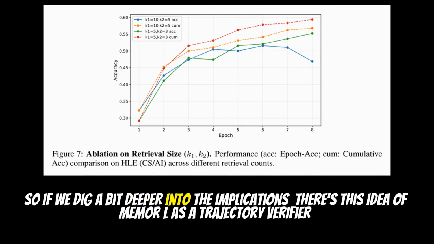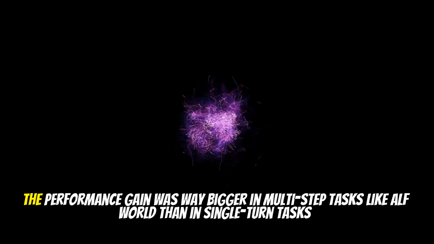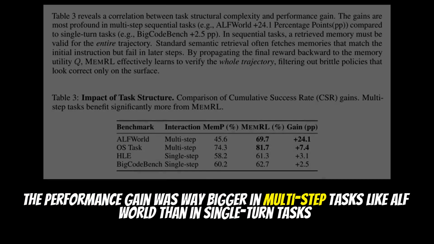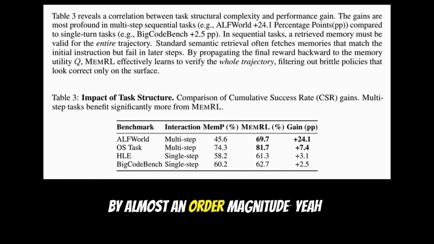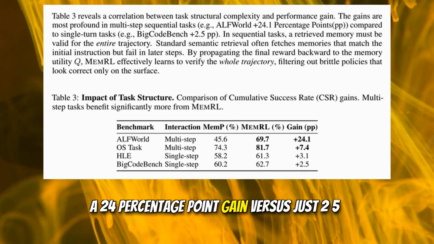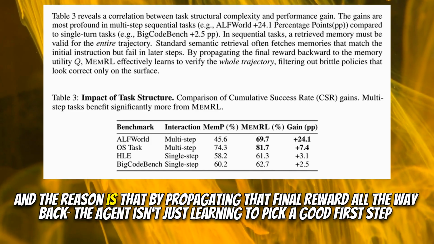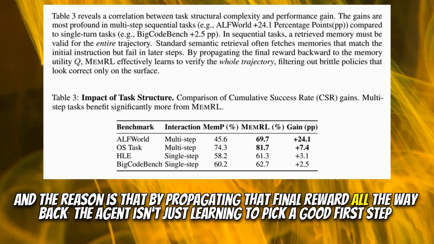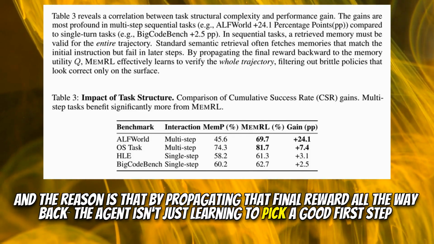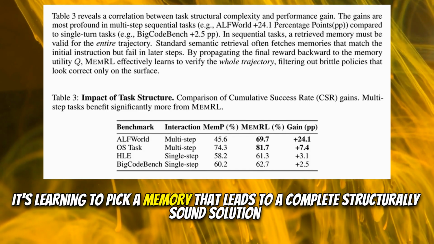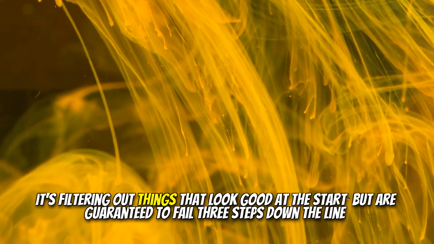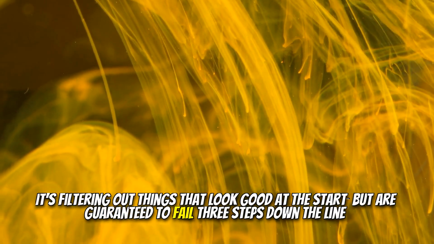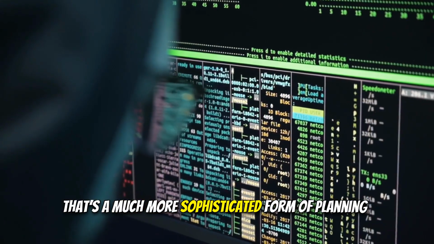So if we dig a bit deeper into the implications, there's this idea of MemRL as a trajectory verifier. The performance gain was way bigger in multi-step tasks like ALFWorld than in single-turn tasks. By almost an order of magnitude, yeah. A 24 percentage point gain versus just 2.5. And the reason is that by propagating that final reward all the way back, the agent isn't just learning to pick a good first step. It's learning to pick a memory that leads to a complete, structurally sound solution. It's filtering out things that look good at the start, but are guaranteed to fail 3 steps down the line. That's a much more sophisticated form of planning.